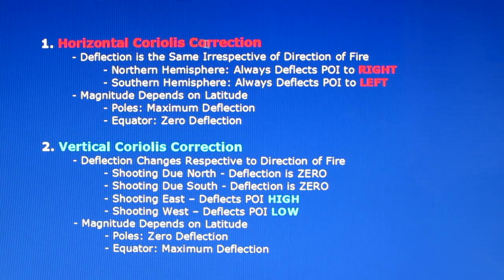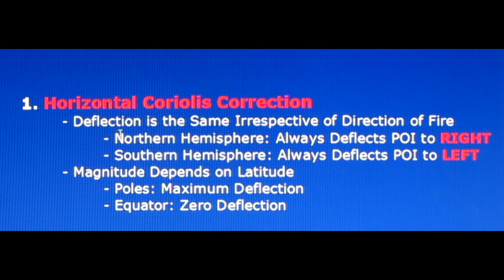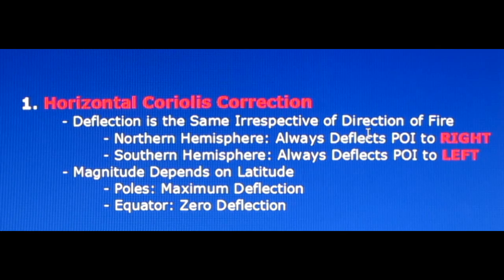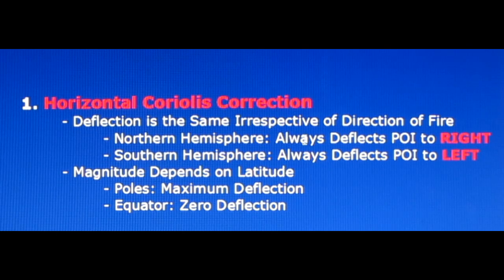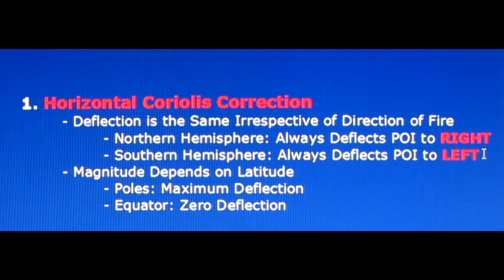The horizontal Coriolis correction, okay, that's a deflection that is the same irrespective of the direction of fire. So your right and left Coriolis correction is not going to matter which direction your rifle is pointed on a compass, okay? In the northern hemisphere, it's always going to be to the right. In the southern hemisphere, it's always going to be to the left. That's the key thing with horizontal Coriolis corrections, okay? It's always going to go to the right for all of us guys up here in the north. For you guys down under, it's going to turn you to the left, or appear to turn you to the left.